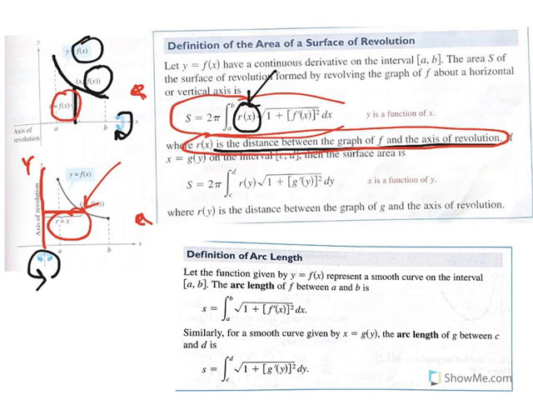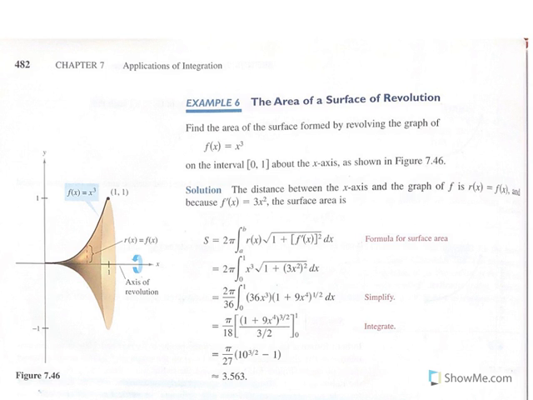Now we will take a look at two examples to demonstrate this definition. So we're looking at example 6 first, the area of a surface of revolution. It states, find the area of the surface formed by revolving the graph of f of x equal to x cubed on the interval from 0 to 1 about the x-axis, as shown in the figure.